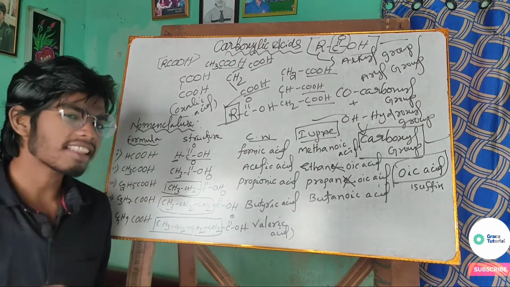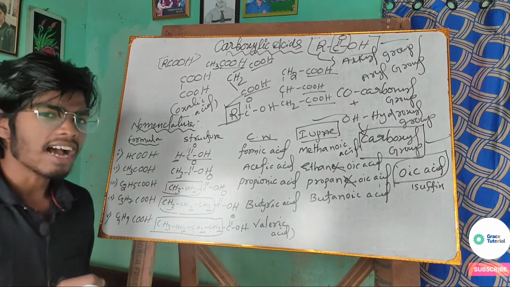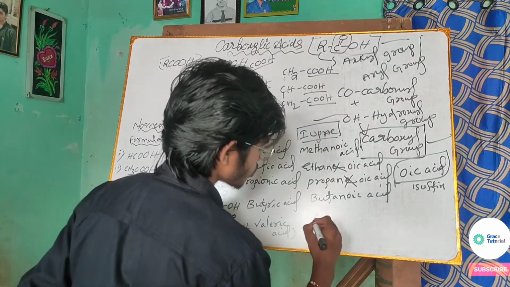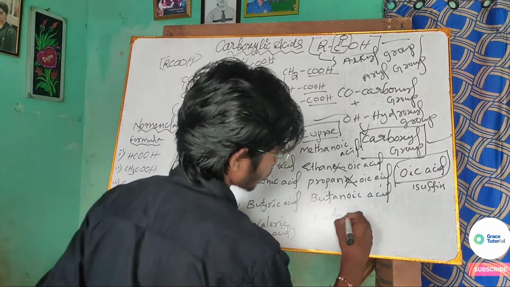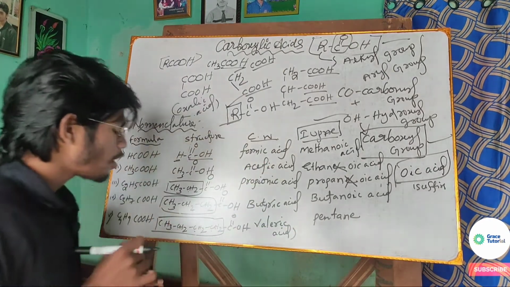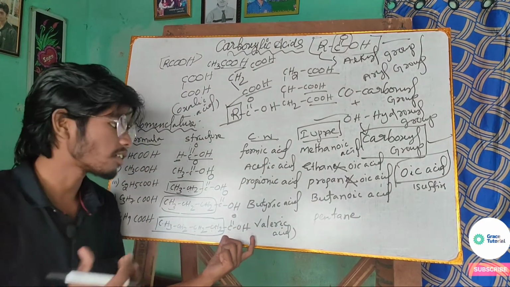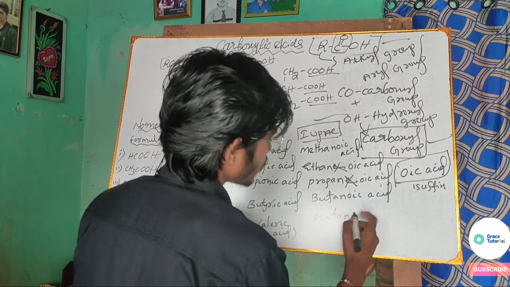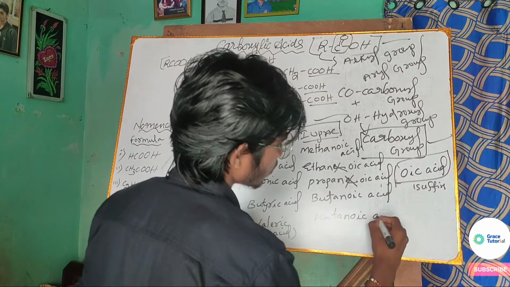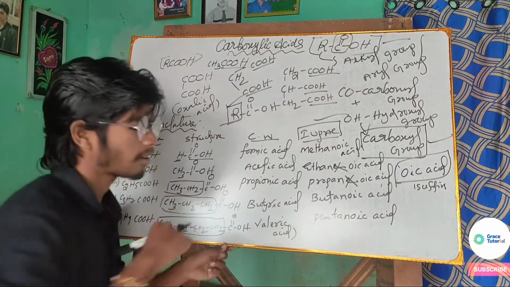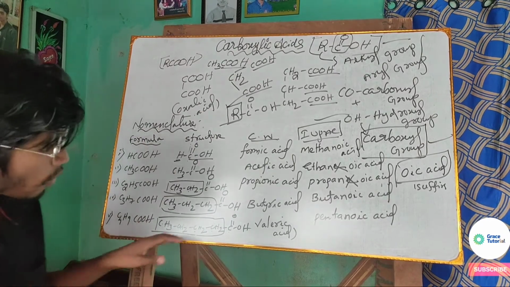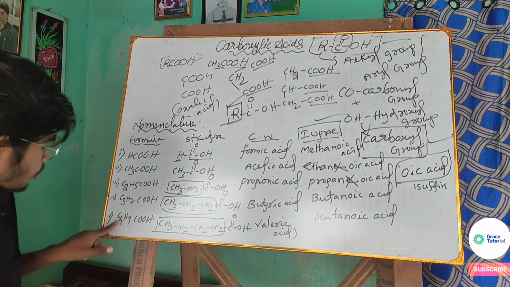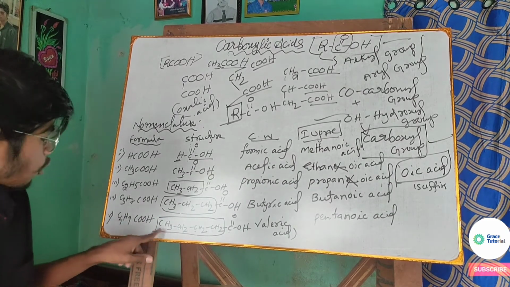So if 5 carbon atoms are there, what will be the IUPAC name? I think you already guessed it, right? So 5 carbon atoms means obviously that is pentane. And in pentane, since the carboxylic group is attached, the E is removed here, and what will be added? Oic acid. That means now what is the name of this compound? Pentanoic acid. So C4H9COOH, and this is the structure.